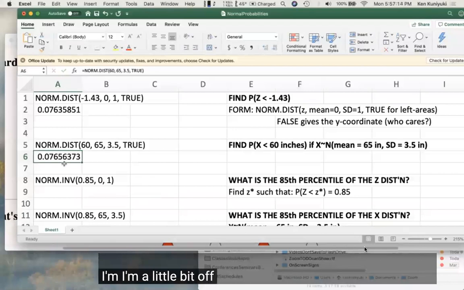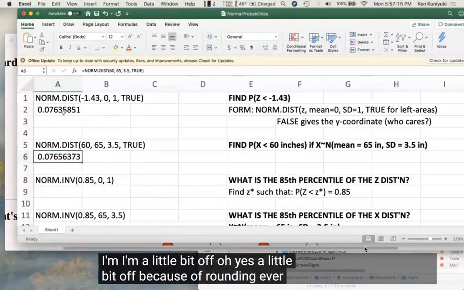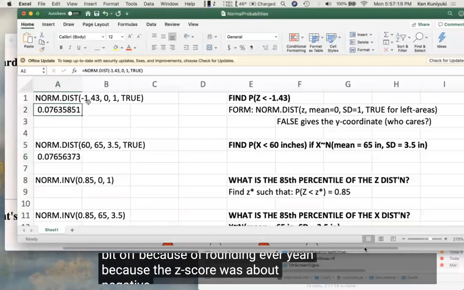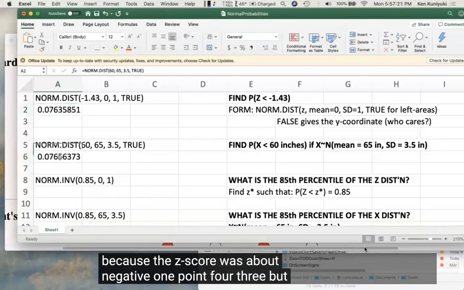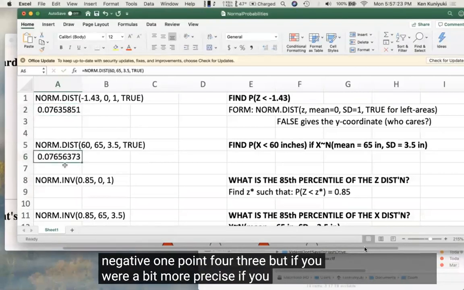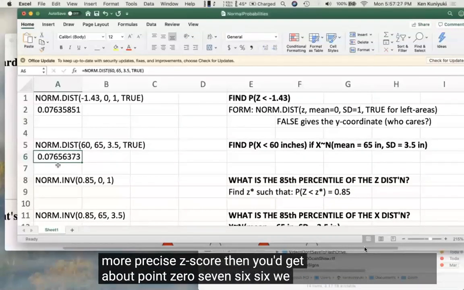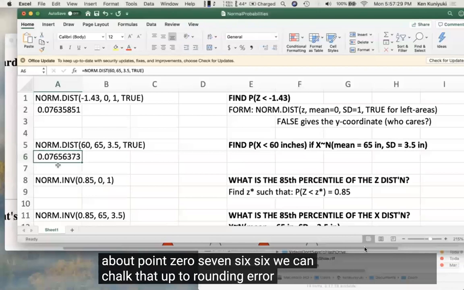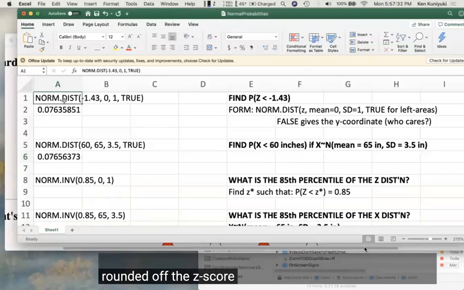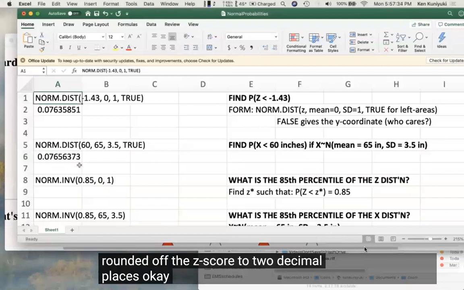I'm a little bit off. Oh, yes, I'm a little bit off because of rounding error. Because the z-score was about negative 1.43, but if you used a more precise z-score, then you'd get about 0.0766. We can chalk that up to rounding error when we rounded off the z-score to 2 decimal places. Okay.